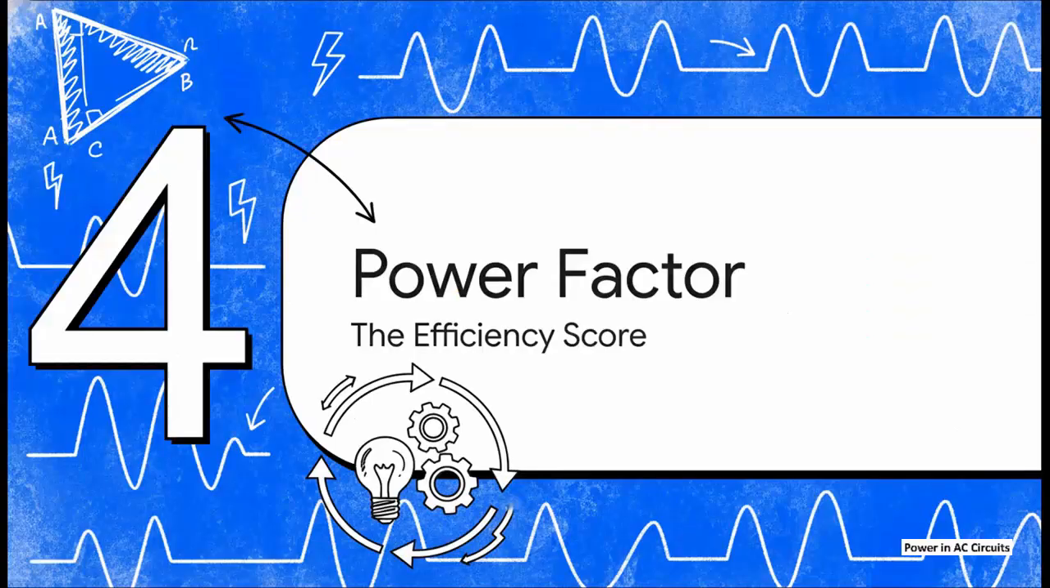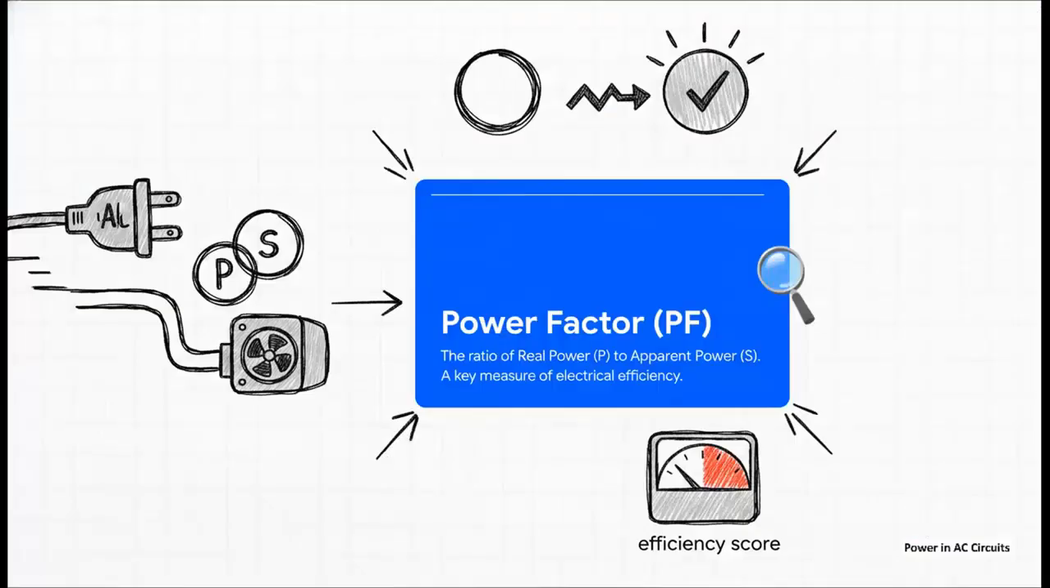All right, now that we have this triangle in our minds, we can finally understand the single most important metric when we talk about electrical efficiency, and that is the power factor. So what is it? Simply put, power factor is the ratio of your real power to your apparent power. It's just a number, always between 0 and 1, that tells you exactly how effectively your system is turning electricity into useful work. Think of it as the ultimate efficiency score for your circuit.